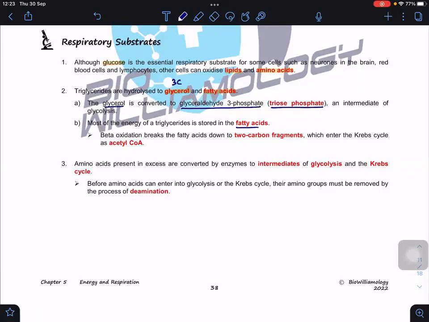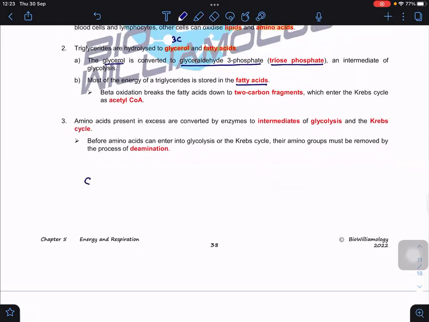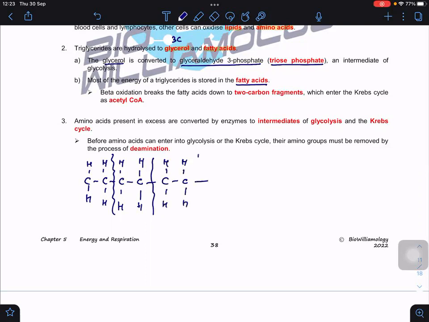Okay, how about fatty acid? Fatty acids, we know that they have a lot of carbon and hydrogen. Hydrocarbon, correct or not? So they do have a lot of carbon-hydrogen bonds here. So what we are going to do is oxidize it so that it forms an acetyl group. Can you see that? So this acetyl group can enter into the link reaction. This acetyl group will combine with coenzyme A. So this oxidation is termed beta oxidation.